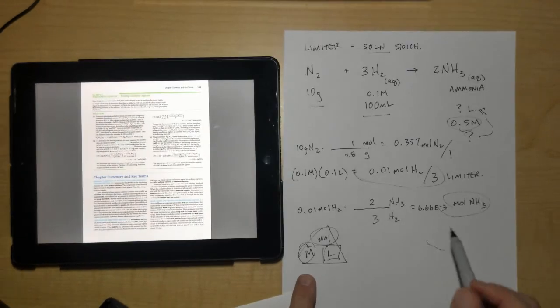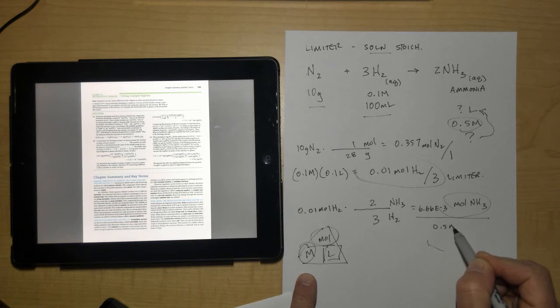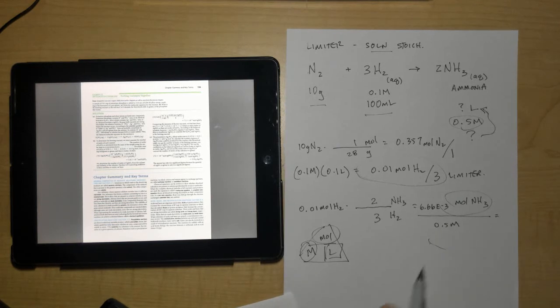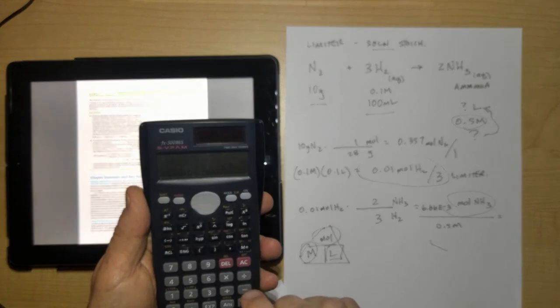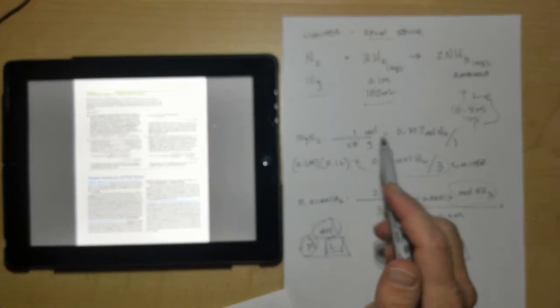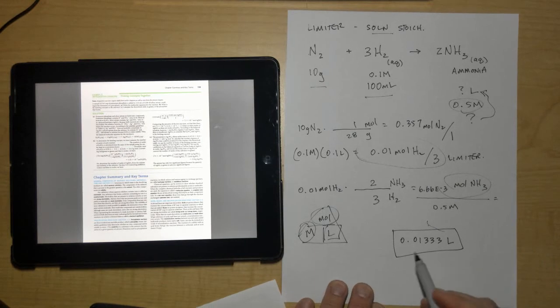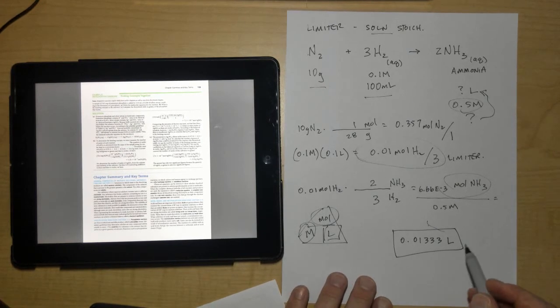Now I can take that moles, divide it by the molarity, and it says it's 0.5 molar, and that should give me my liters. So take this number, divide it by 0.5, and I end up with 0.01333 repeating liters. And if I'm not worried about sig figs, I'm done. If I'm worried about sig figs, look back at the data that I'm given. Oh, it looks like I'm given only one sig fig when I made up this problem. So let's just leave the answer at that.